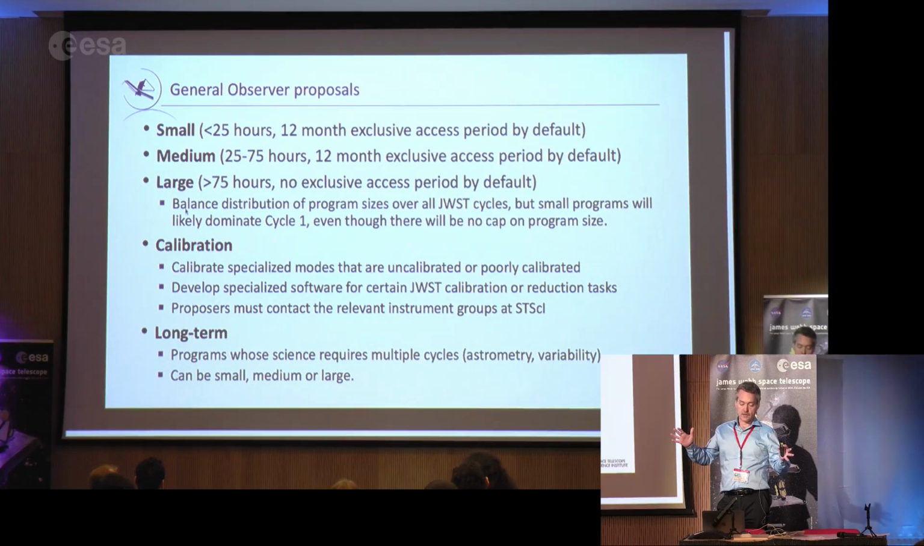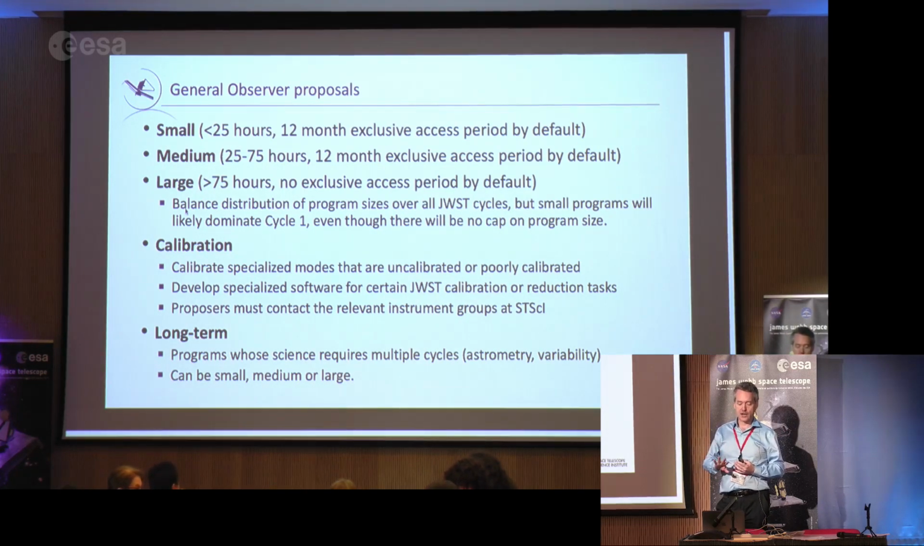Overall, over JWST's lifetime, there'll be a balance in distribution between small, medium, and large. The TAC will decide what the TAC decides, but we were guessing they're going to favor a lot of small things to do discovery, with only a few larger things in cycle 1. So plan accordingly. If you have a great idea for a large program, go for it.